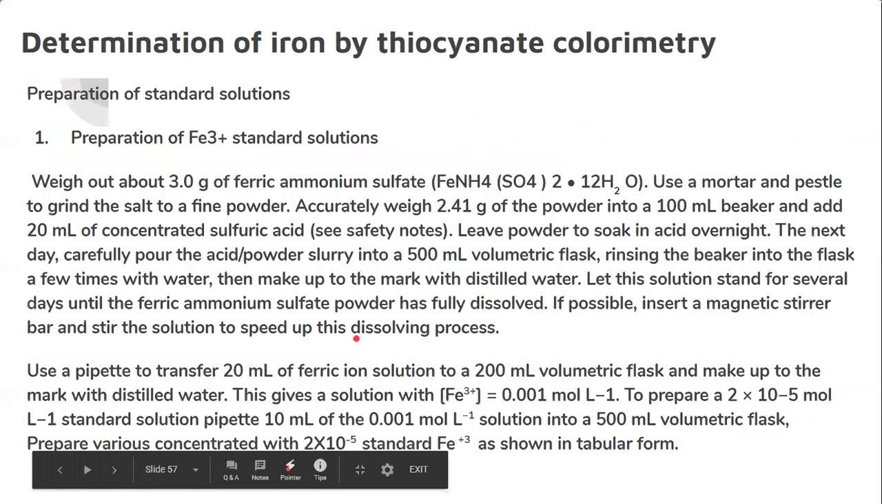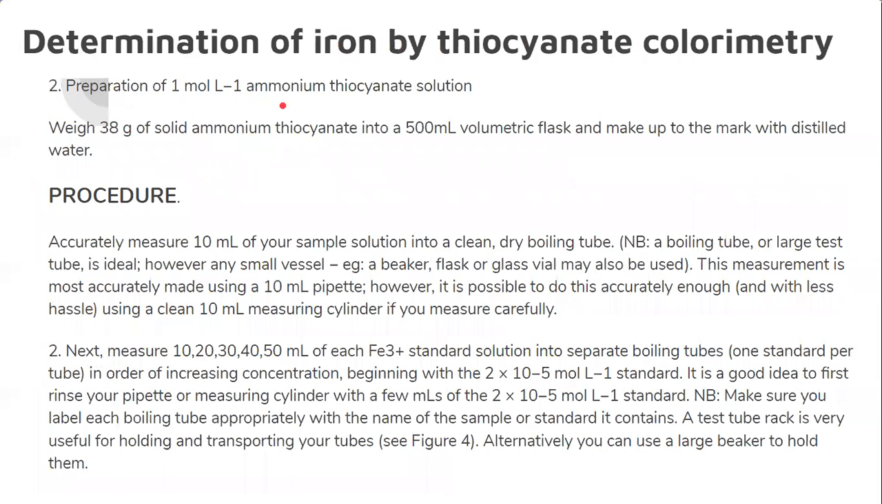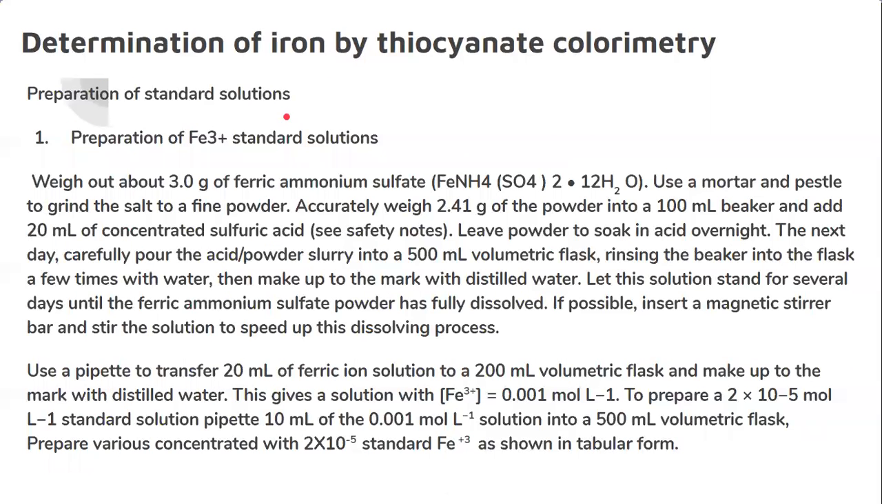So this is the principle. And next, the procedure. Before going to the execution, we need to prepare a stock solution of ferric sulfate solution, preparation of ammonium thiocyanate, and then 1 ml concentrated sulfuric acid and 1 ml hydrochloric acid. Those can be made available. So this is a stock solution. How to prepare this stock solution? This is the explanation of the preparation of the stock solution.